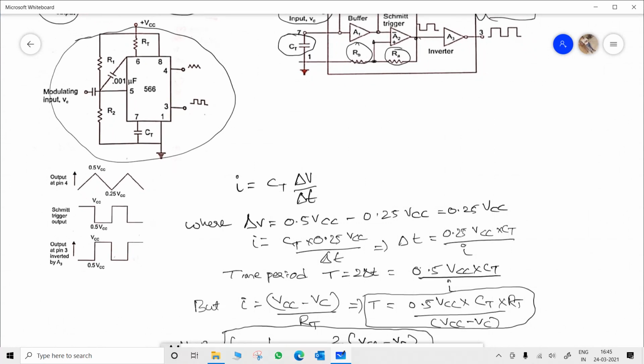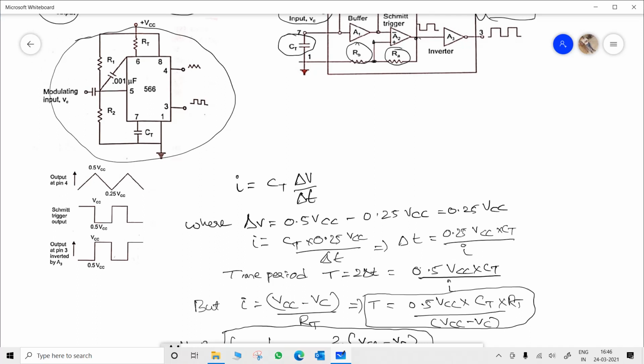Now if you replace that, you will get the charging current I is equal to Ct into 0.25 VCC by delta T. From this we get the charging time delta T equal to 0.25 VCC into Ct by I. Now the time period will be equal to the charging plus discharging time, which we are considering equal. So T is equal to twice delta T, that is equal to 0.5 into VCC into Ct by I, where I is your charging or discharging current.